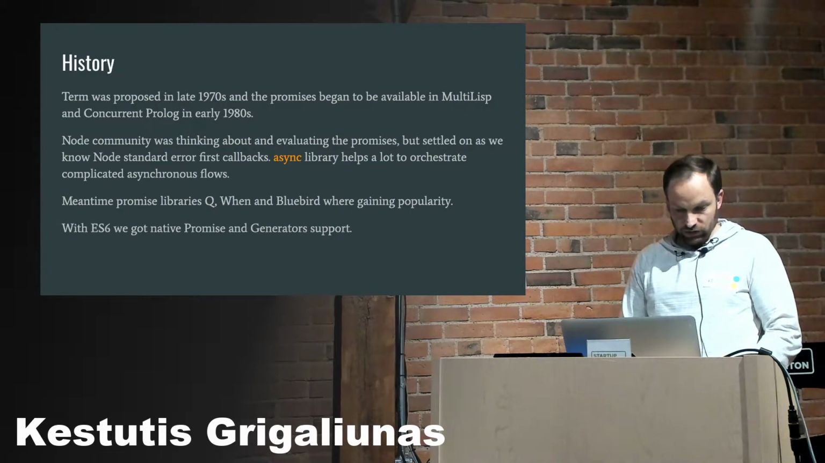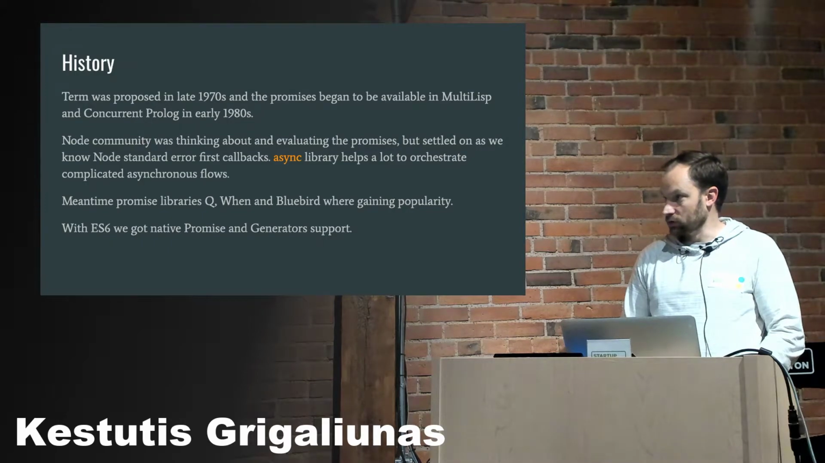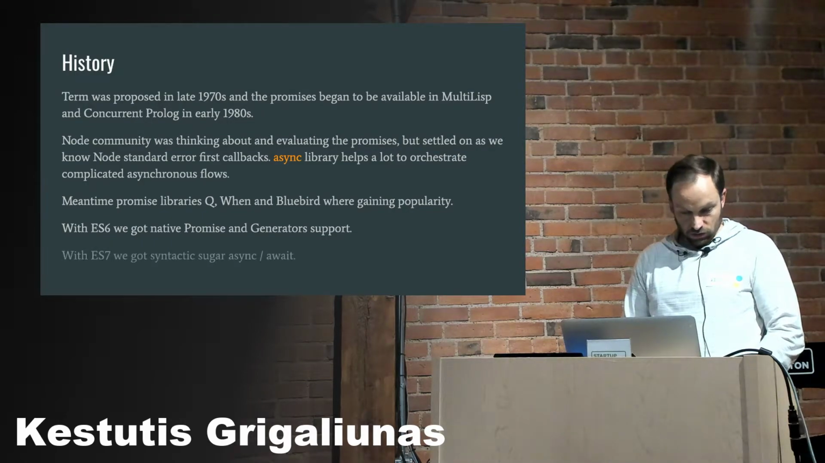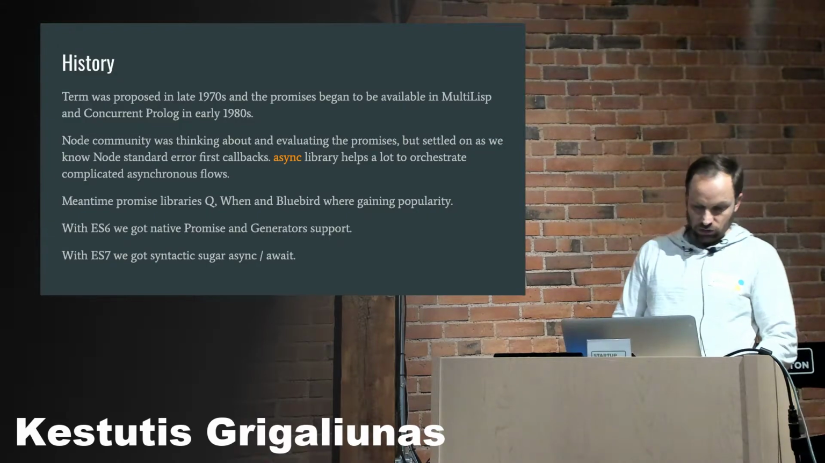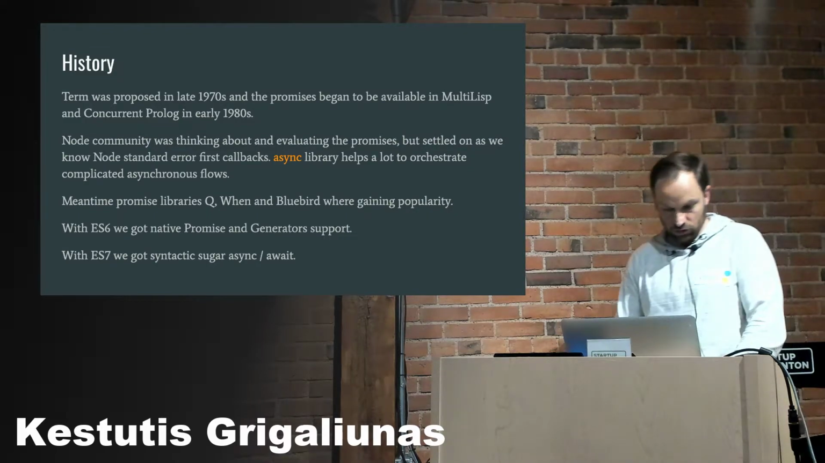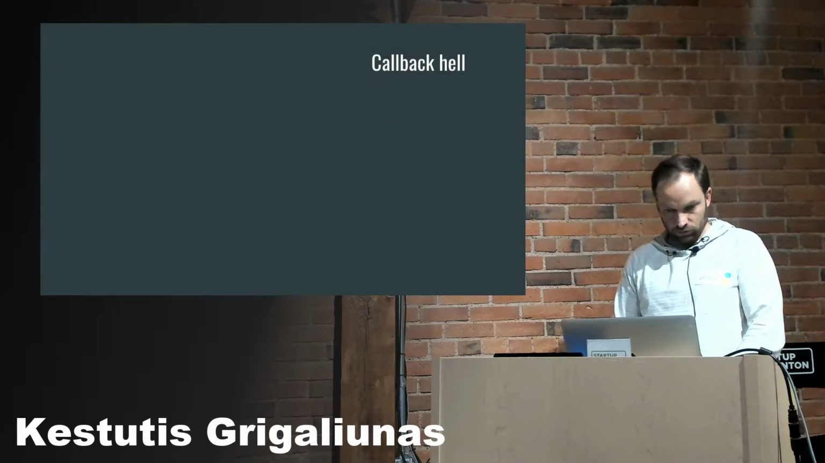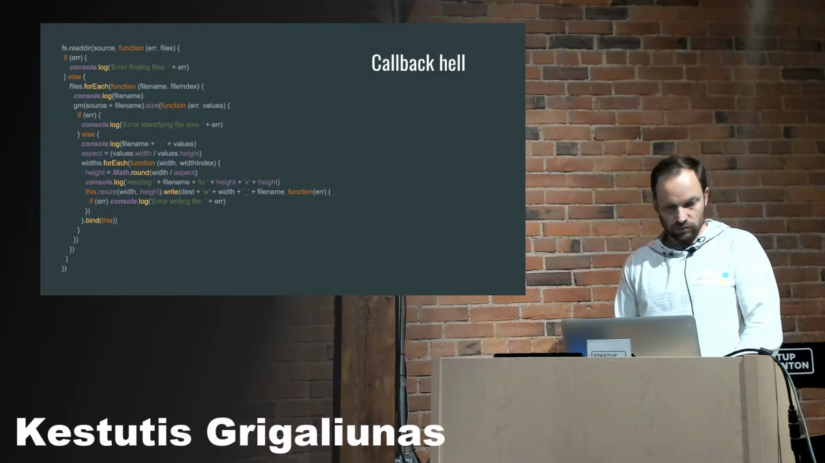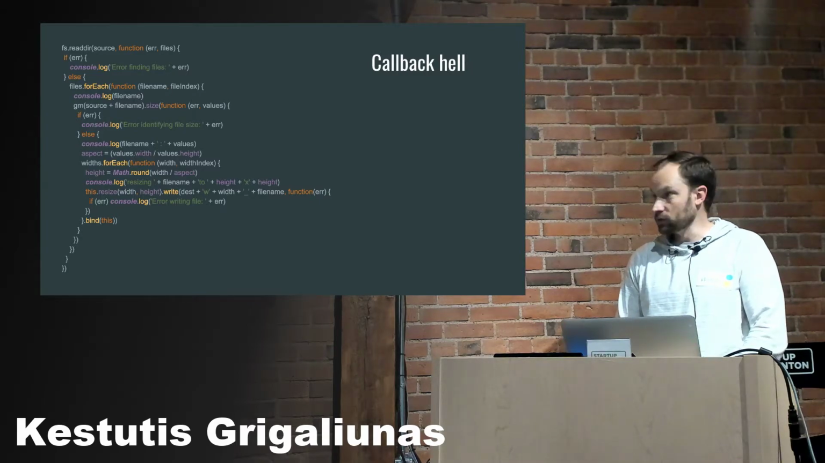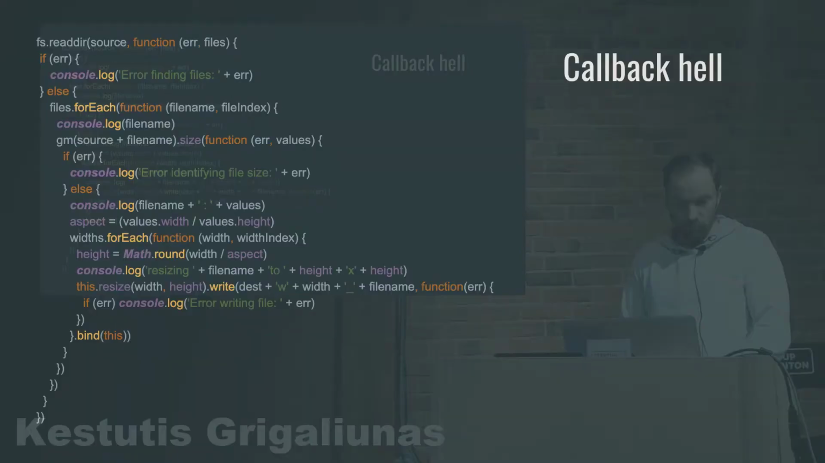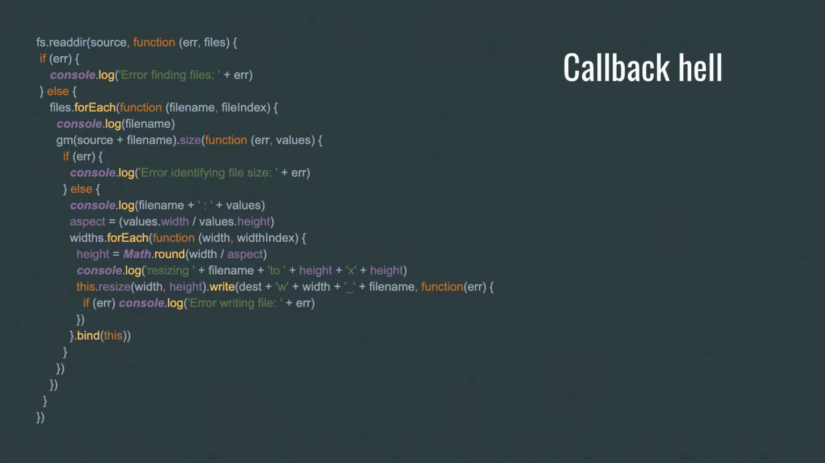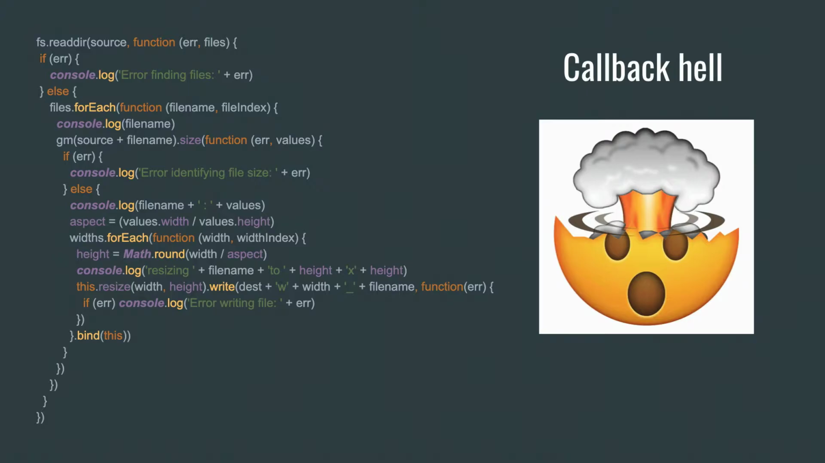And with ES6, we got promises and generators. And just a bit later, we got the syntactic sugar, async and await. So that's where we started. That's probably something everyone has seen, and it's actually not the worst that I have seen. It fits on one page, so you can still figure it out. It's not like 5 pages long, nested through hell.